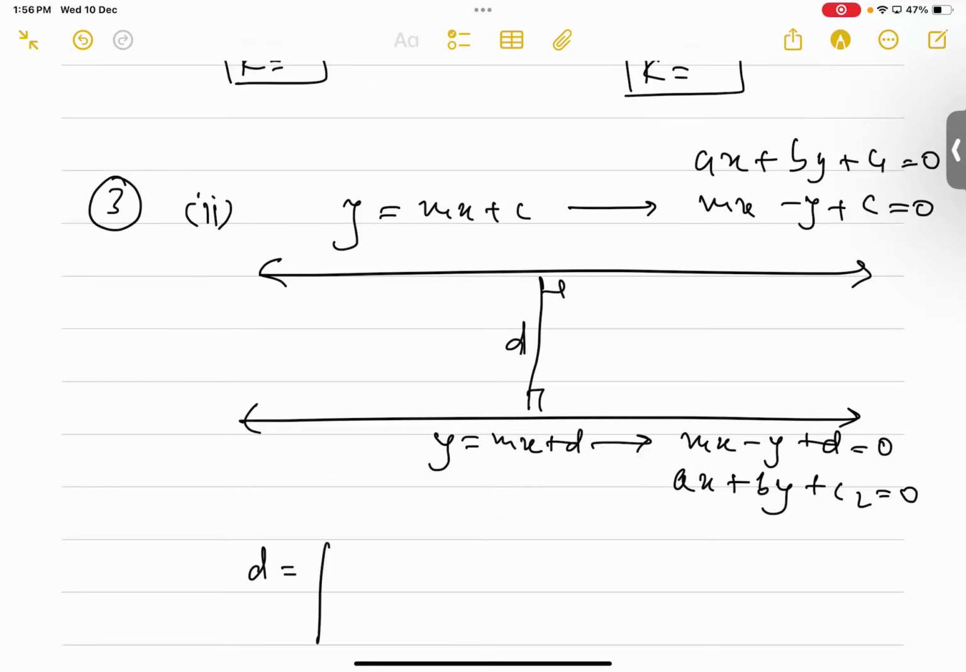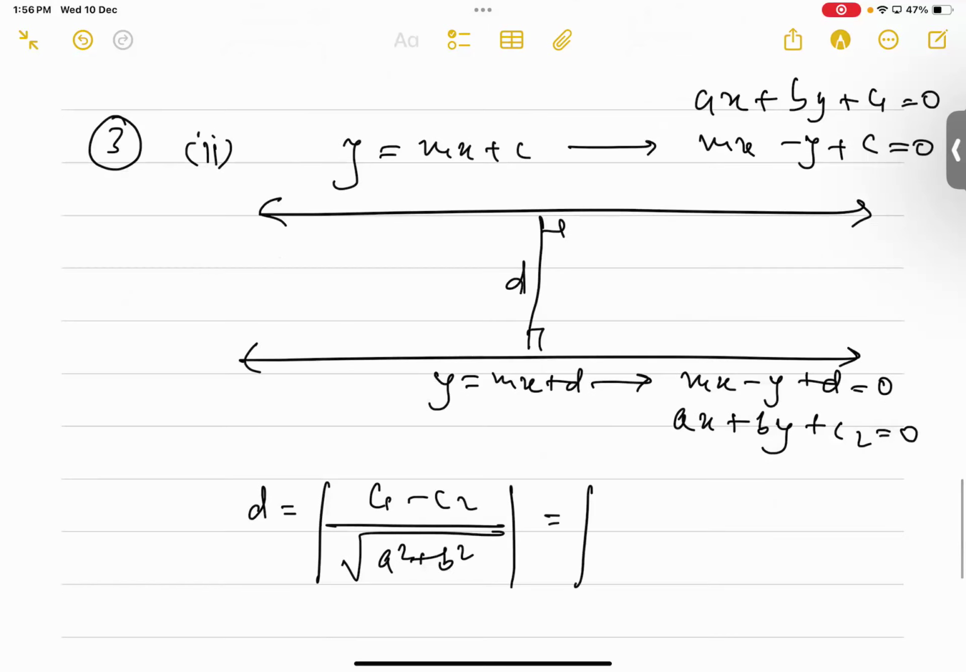So the perpendicular distance is going to be c1 minus c2 upon root of a square plus b square. c1 minus c2: c1 is c, c2 is d, upon root of a square plus b square. Okay, so this is the final answer because these values we don't know.